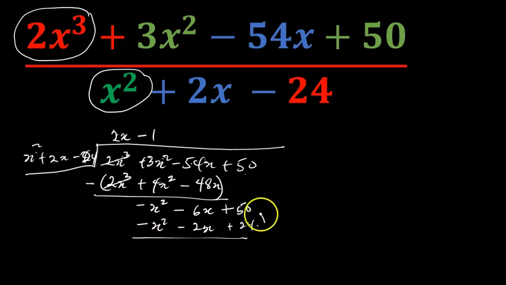Now we can subtract what we have below again. Minus x squared minus minus x squared becomes 0. Minus 6x minus minus 2x becomes minus 4x. And 50 minus 24 becomes plus 26. At the end of the day, you observe that the highest power of my dividend is lower than what I have in here, so I can stop dividing.